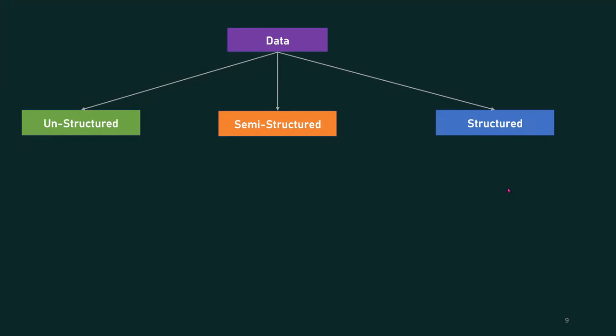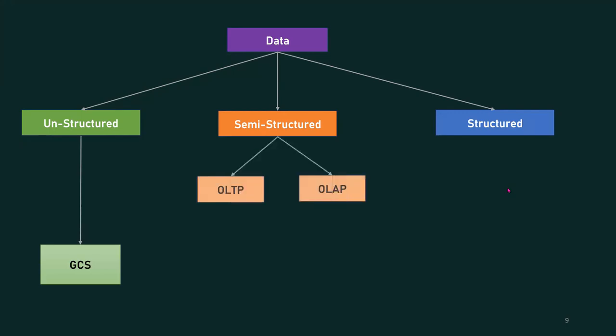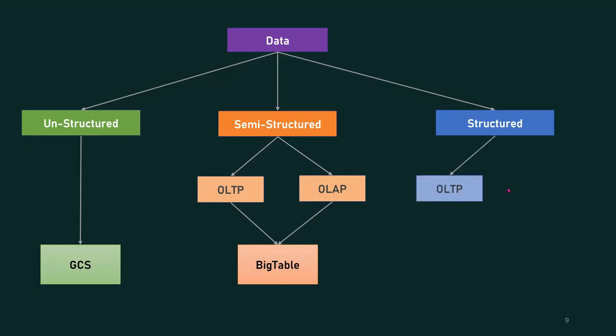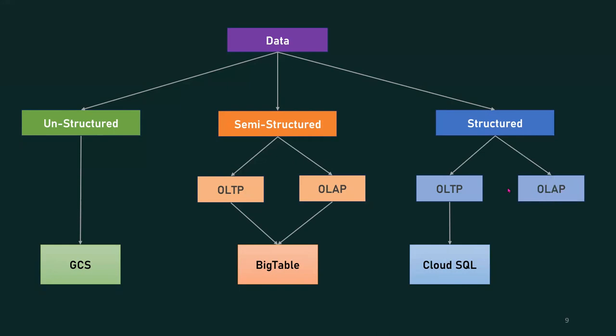So if you wanted to work with unstructured data, you have Google Cloud Storage. If you wanted to work with semi-structured data, you have an OLTP system and an OLAP system. For both of them, you can use Bigtable. What is OLTP? What is OLAP? OLTP is a transactional database. OLAP is an analytical database, nothing but a data warehouse. We will see what is this one and what is that one in our upcoming sessions also. And we are going to learn about Bigtable here. Similarly, in structured data also we have OLTP and OLAP. For that one, we have Cloud SQL. For OLAP, we have BigQuery.